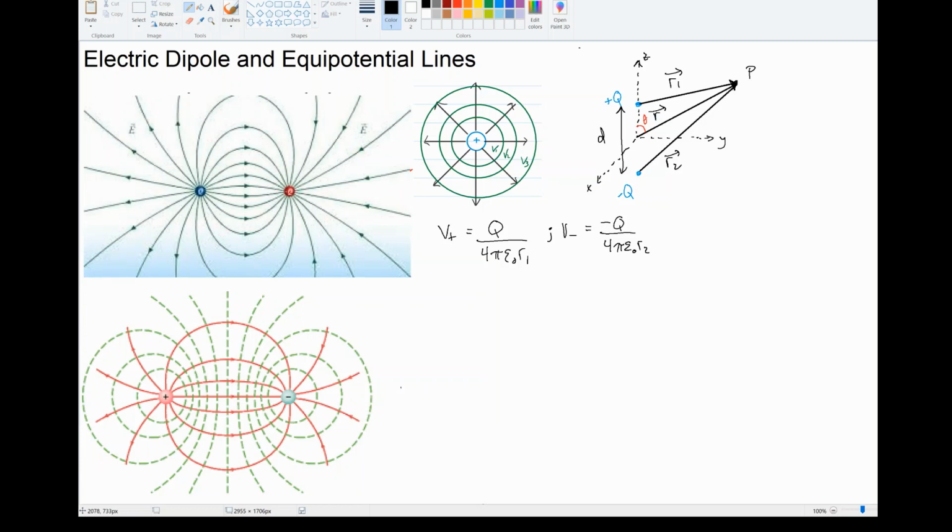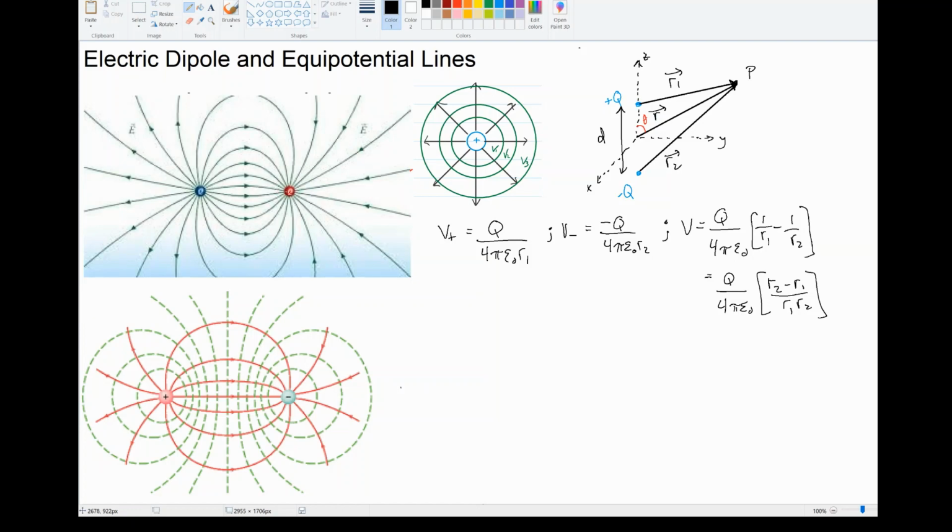Now, potentials obey superposition just like electric fields do. So the total potential at point P is the sum of those two things, Q over 4 pi epsilon 0 times (1 over r1 minus 1 over r2), like this. And then getting a common denominator, we can write that as Q over 4 pi epsilon 0 times (r2 minus r1) over r1 times r2, the common denominator there of r1 times r2.